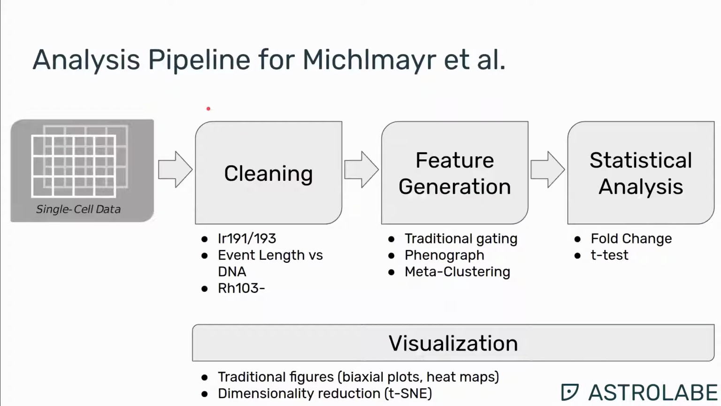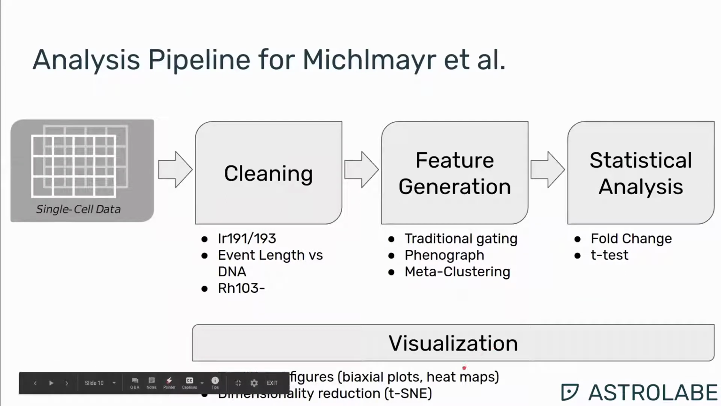So going back to the structure of the analysis pipeline, here is how Michelmeier et al. answered the multiple choice questionnaire. For the cleaning, they used standard cleaning. For feature generation, they used a combination of different steps and algorithms. For statistical analysis, they used fold changes and t-tests. And then for visualizations, they used biaxial plots and the t-SNE dimensionality reduction algorithm.